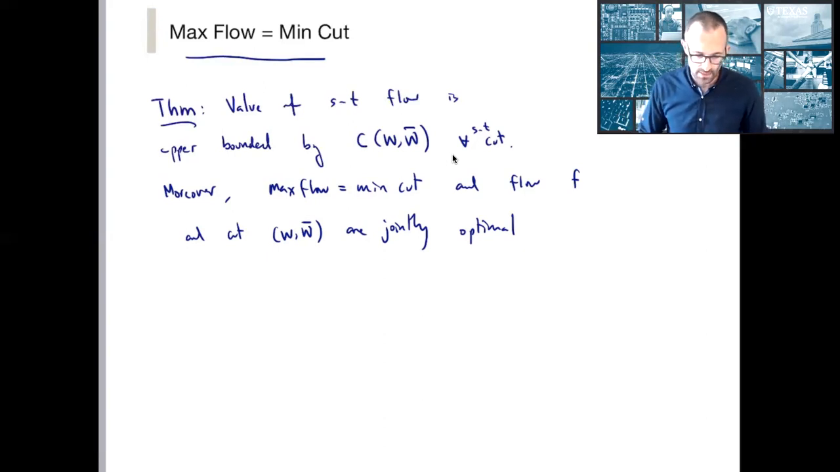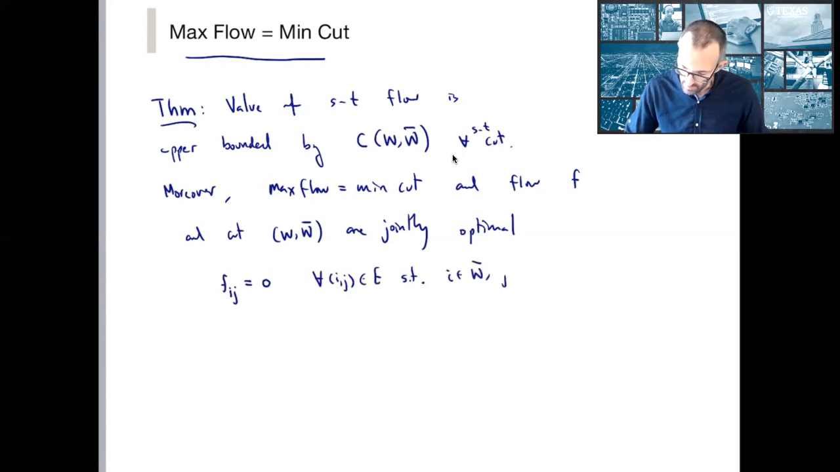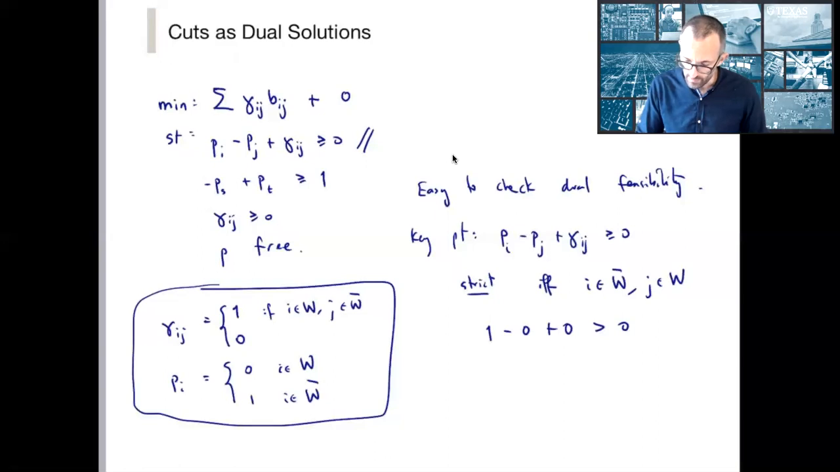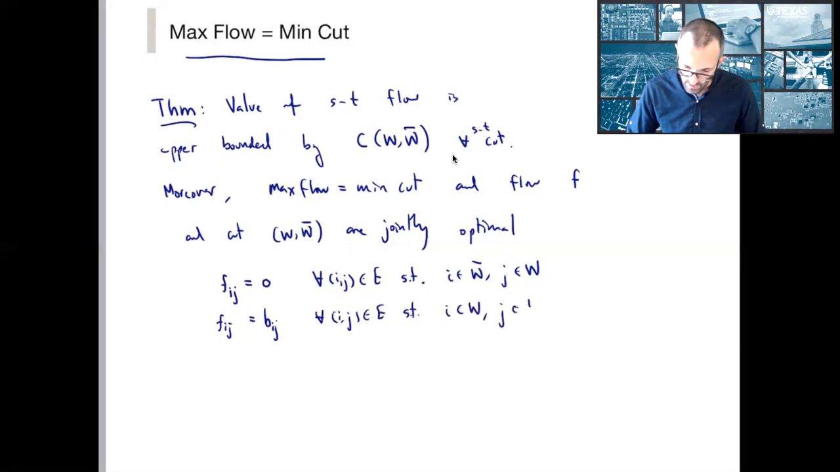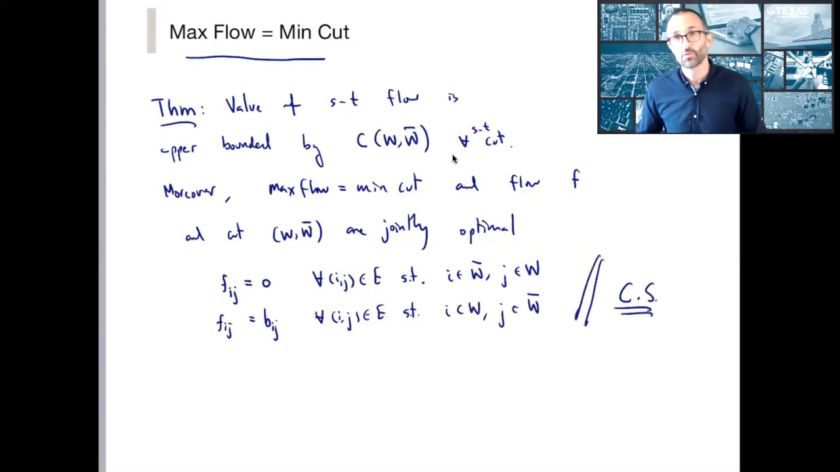So what does complementary slackness tell us here? It says that Fij has to equal 0 for any arc or edge ij such that I is in W bar and j is in W. Again, where did that come from? This was the point on the previous slide, that this inequality in the dual is going to be strictly positive whenever we have an edge going from W bar to W. Therefore, Fij, the primal variable, has to equal 0 in that case. And similarly, Fij has to be saturated, has to equal Bij for every ij in E such that I is in W and J is in W bar. This is just complementary slackness.